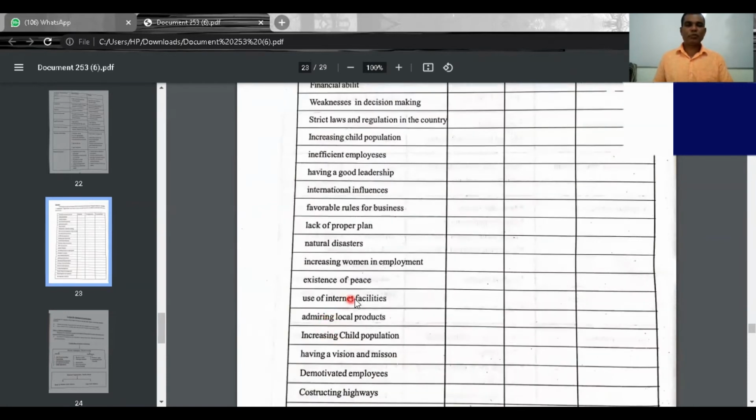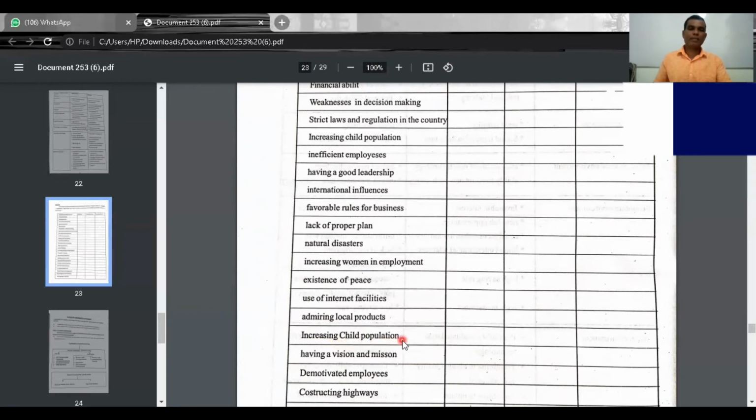Use of internet facility. You can treat it in two ways. If the business uses internet facilities, it is internal strength and controllable. But if you think of the availability of internet facilities in the vicinity, in the background, it is external. If it is external, it is an opportunity and uncontrollable. Admiring local products, it is external, opportunity, uncontrollable.